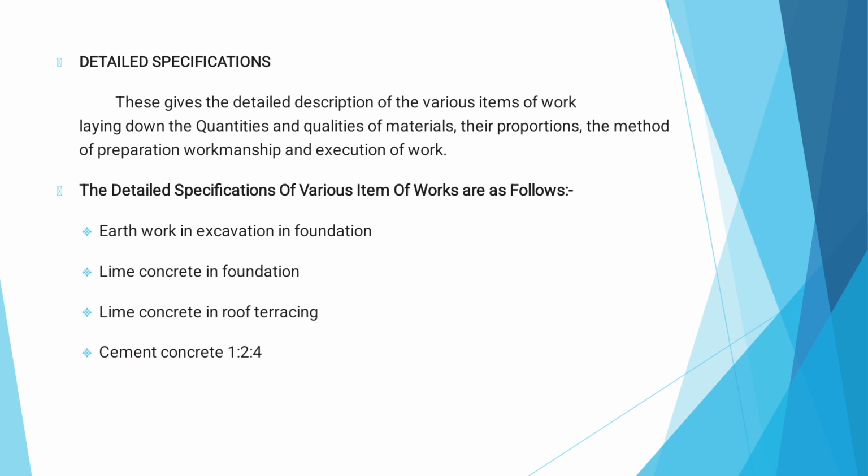The proportion, white lime, the proportion is 1:3:2 to 1:6 by volume. The next, mixing and laying and compacting and joint at consecutive layers, and then curing, and finally measurement. Then lime concrete in roof terracing.